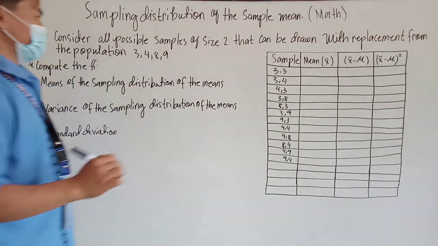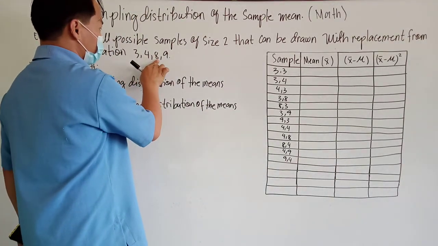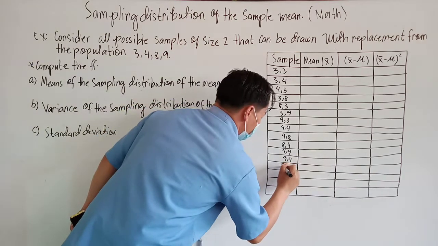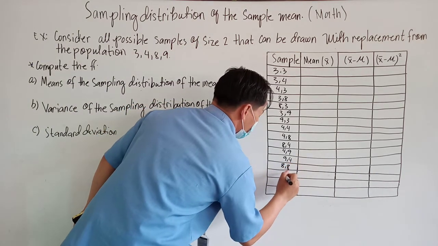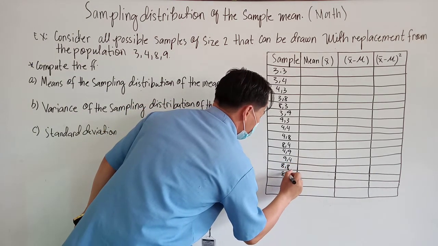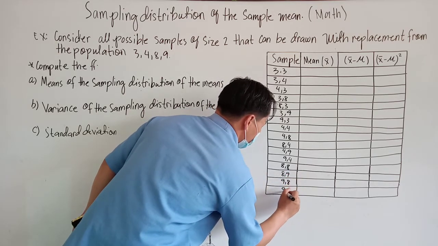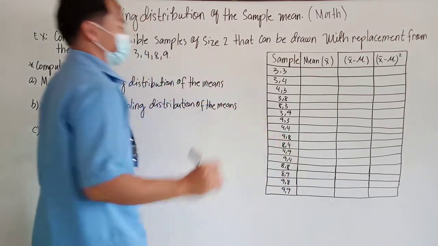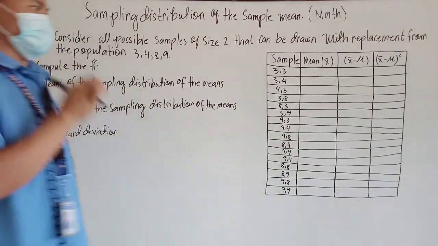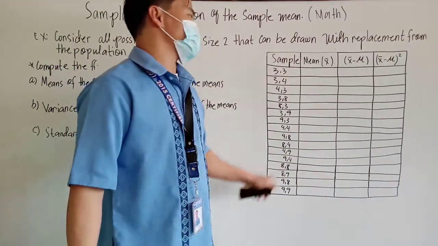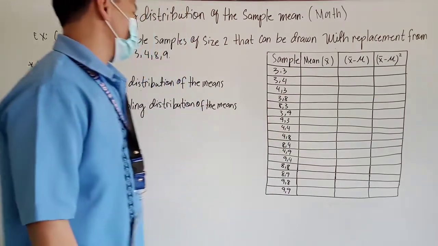Next to 4 we also have 8. Now we can have 8 and 8. Then we also have 8 and 9, then the reverse is 9 and 8. Then the last one is 9 and 9. Okay? Next is the mean of each of these samples.